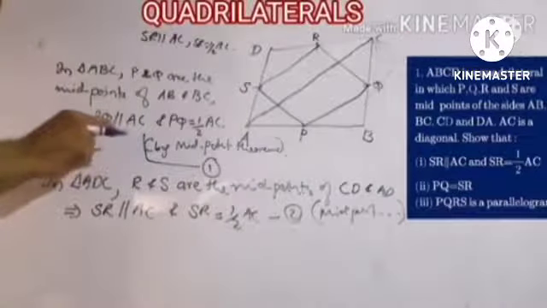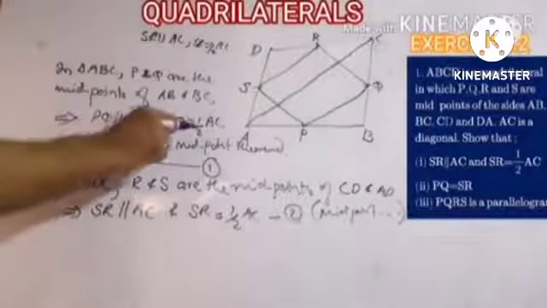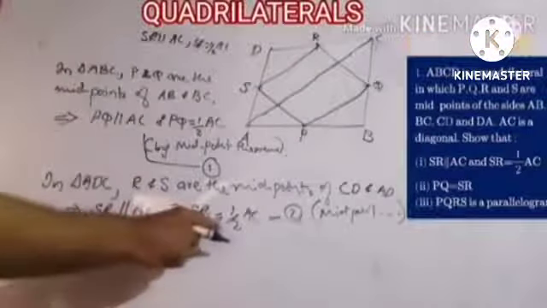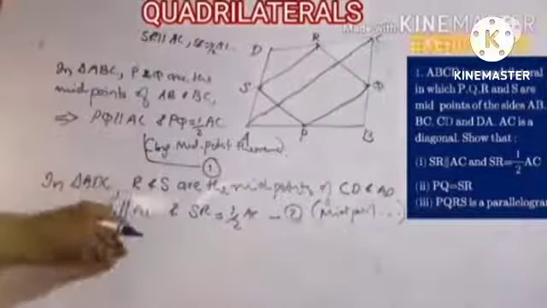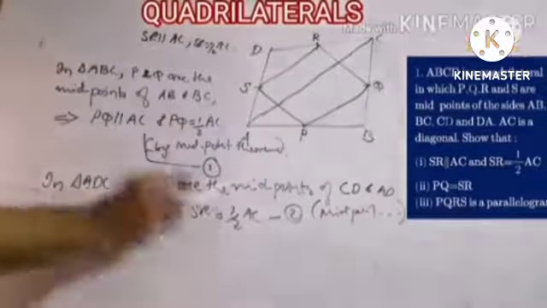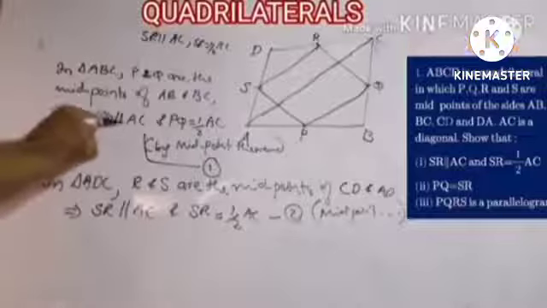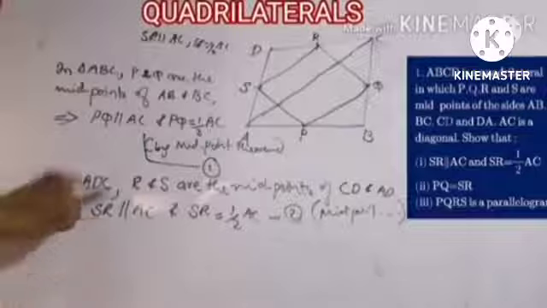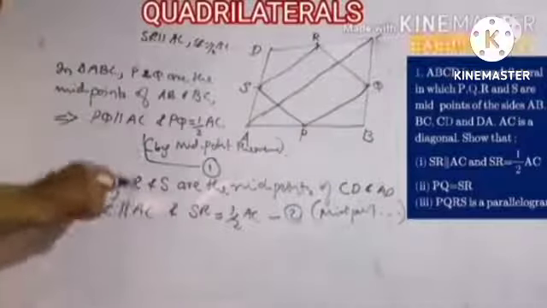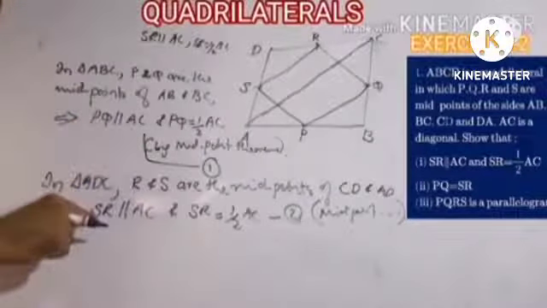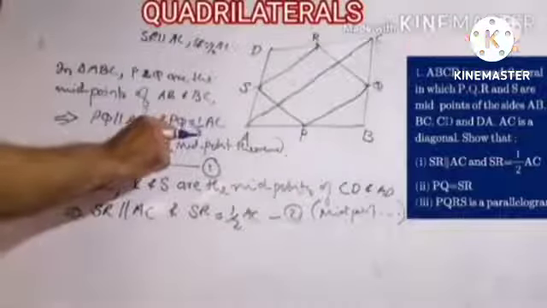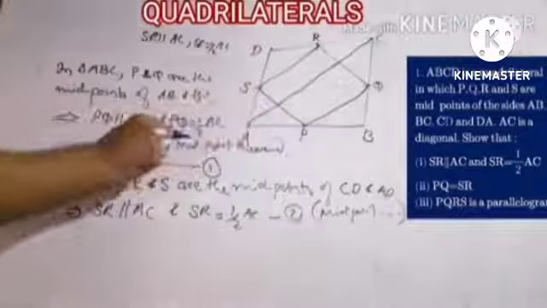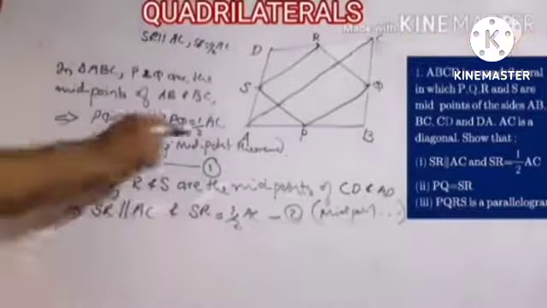Now consider 1 and 2. From equation 1, we have PQ parallel to AC and PQ equal to half AC. From equation 2, SR parallel to AC and SR equal to half AC. So both are parallel to the same line AC and half of the same line AC. Two lines parallel to the same line are parallel to each other, so PQ and SR are parallel. And when two line segments are each half of the same segment, they are equal. So PQ equals SR.